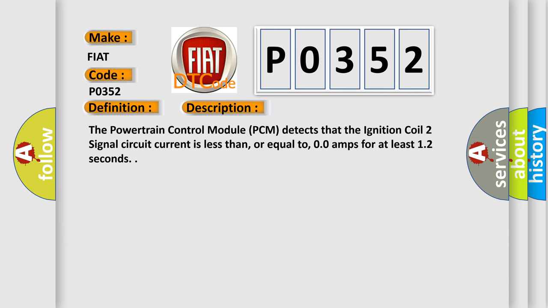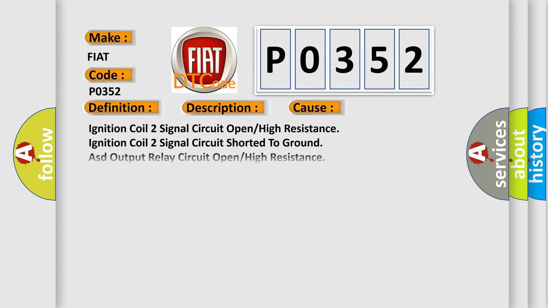The powertrain control module PCM detects that the ignition coil 2 signal circuit current is less than or equal to 0.0 amps for at least 12 seconds. This diagnostic error occurs most often in these cases: ignition coil 2 signal circuit open or high resistance, ignition coil 2 signal circuit shorted to ground, ASD output relay circuit open or high resistance, ignition coil 2, powertrain control module PCM.